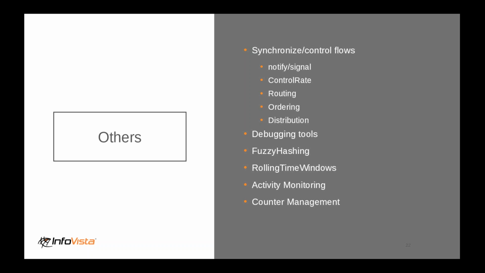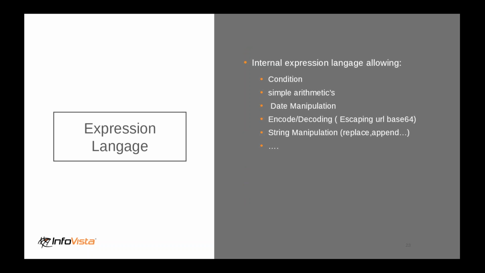Then we have all the debugging tools, fuzzy hashing. So we can do a hash of the flow files in order to map them and identify them. I'm not an expert on that, so I cannot go into a lot of detail. Activity monitoring, counter management, the counter that I was mentioning before. And NiFi has its own language. This is not about the processors, but it has a small language that is very easy to understand and very easy to implement to handle the variables and to manipulate them.